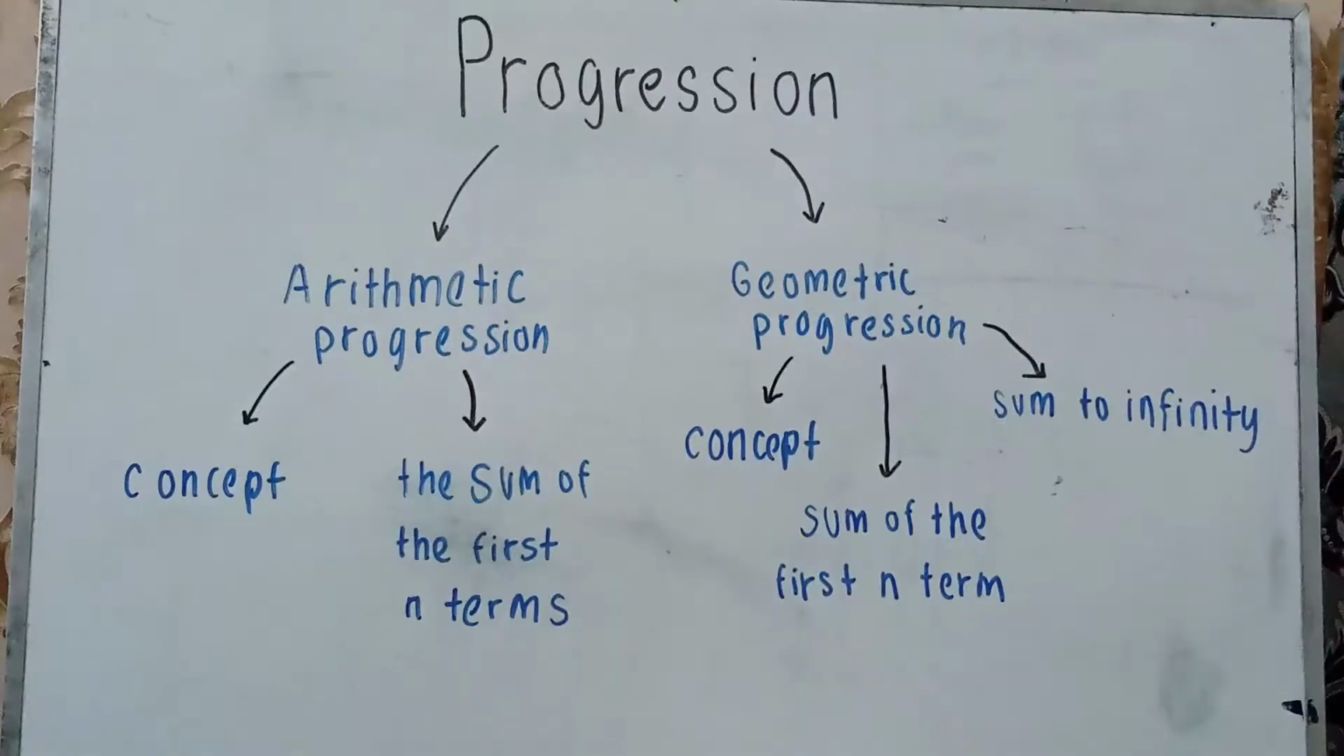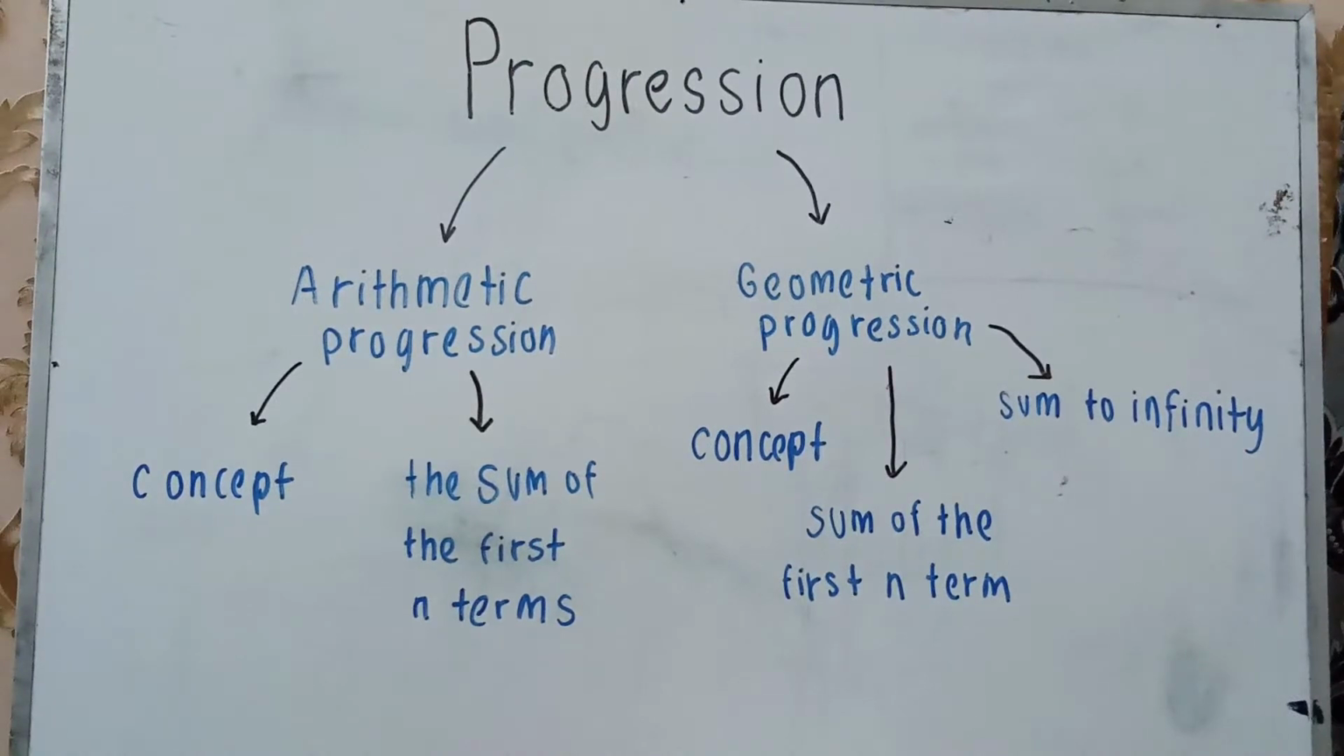Today we are going to learn about progression. In this topic, we will learn about two subtopics, that is arithmetic progression and geometric progression. In arithmetic progression, we will learn about the concept of arithmetic progression and how to get the sum of the first n terms. While in geometric progression, we will learn about the concept of geometric progression and how to find the sum of the first n terms and the sum to infinity.